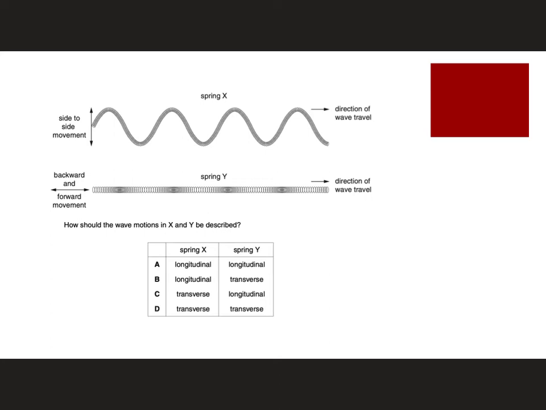Okay, so the top one is going to be transverse. So spring X is transverse. Here's a technique to answer these kind of questions. Scratch off the ones that are not correct. In our second column, spring Y, we know that's longitudinal. Again, scratch off the ones that are wrong, and we can see that the answer has to be C.